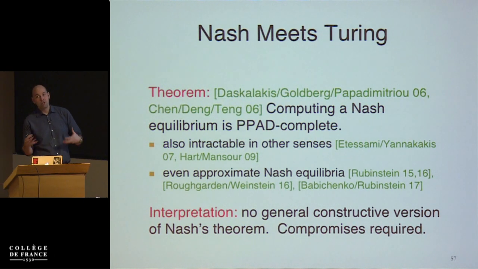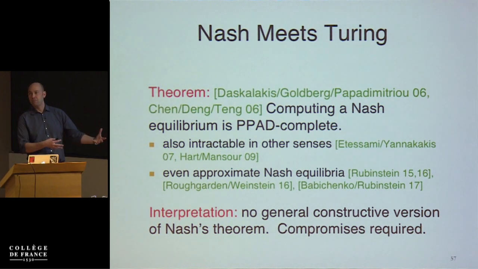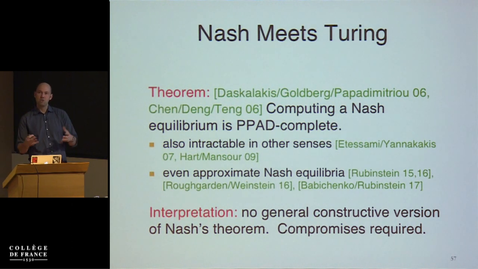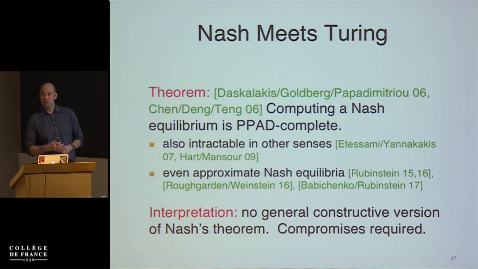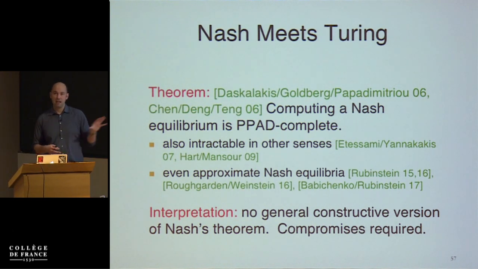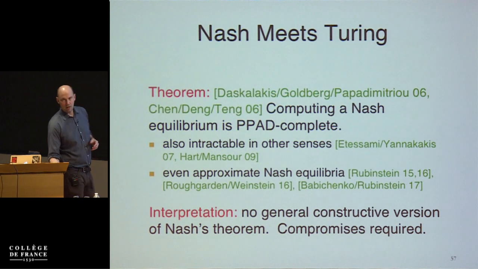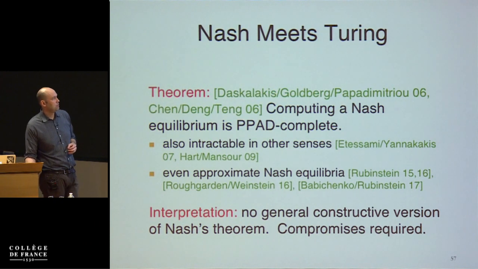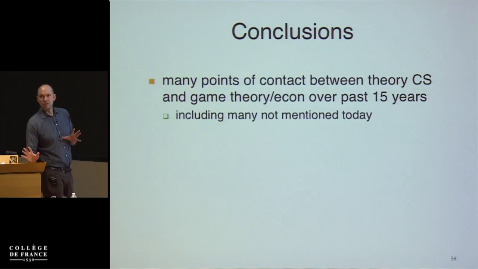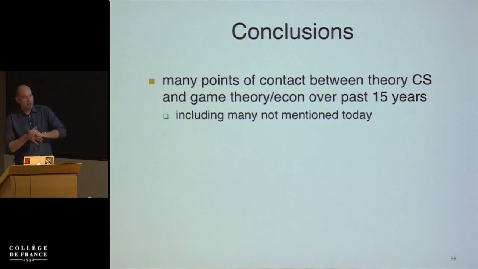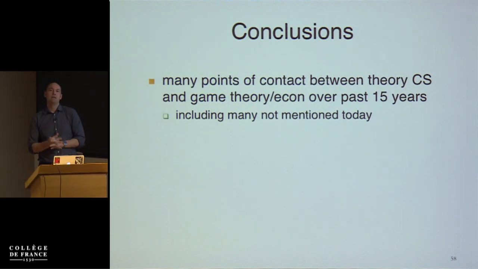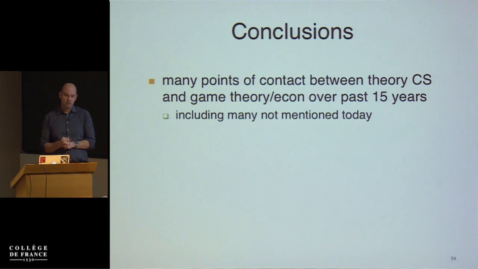Okay? So of course you can apply the same toolbox we use for NP-completeness to PPAD-completeness. You can bake in domain knowledge and try to have an efficient version of Nash's theorem in a restricted domain, and all of that's very interesting. But again, you can't have both. You can't have universality, it seems, and a constructive version. All right, so wrapping up. So today I've talked about a few of the many, many points of contact between computer science and economics.